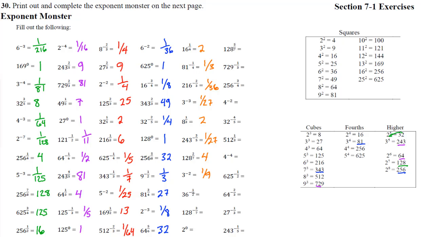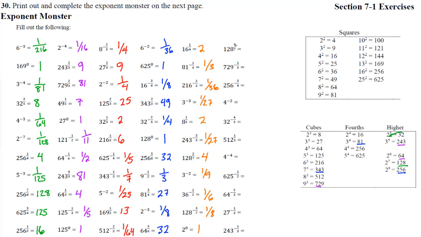36 to the negative 1/2 power. We're going to square root 36. Square rooted is 6, and that goes on the bottom as a fraction. 128, 7th root, 3rd power on the bottom. So 7th root is 2, cubed is 8, and negative means it's on the bottom. 2 to the 0 is 1.